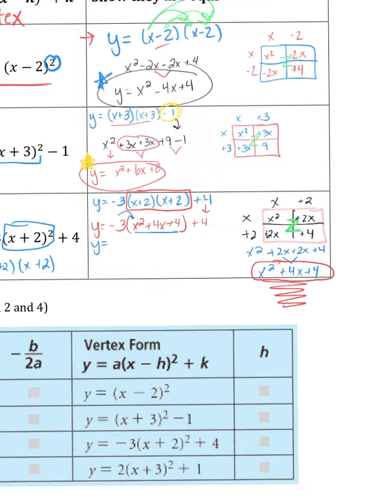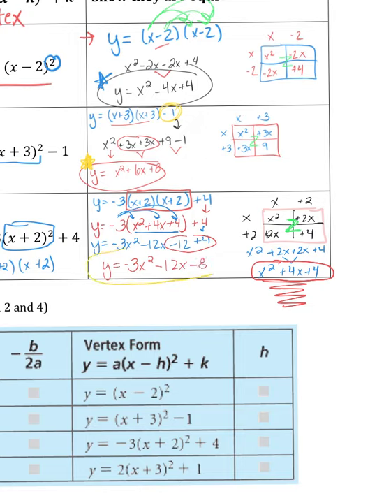So y equals, what is -3 times x squared? -3x squared. What is -3 times 4x? A negative 12x. Sorry. And then a -3 times a 4, which gives me a -12. And then I can't forget to bring that plus down. And then the last step would be to combine my like terms, which are the two terms at the end. So y equals -3x squared minus 12x minus 8.